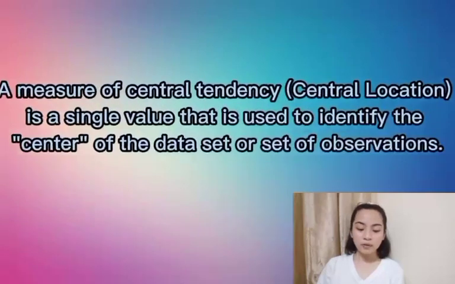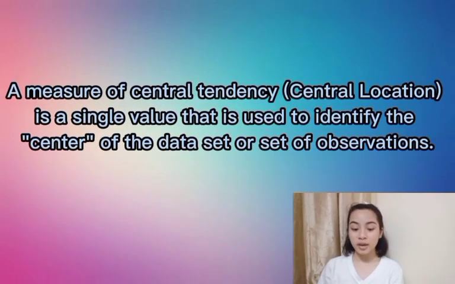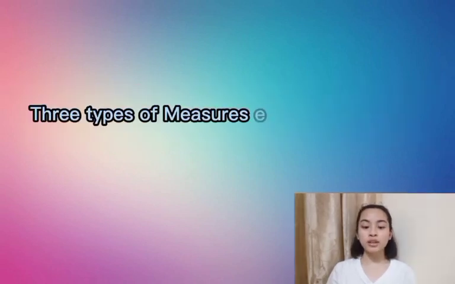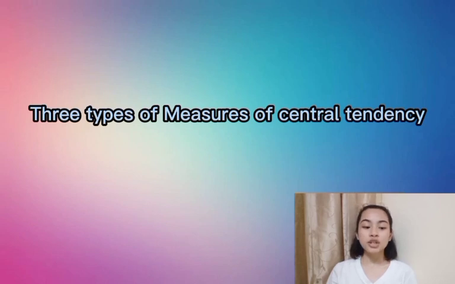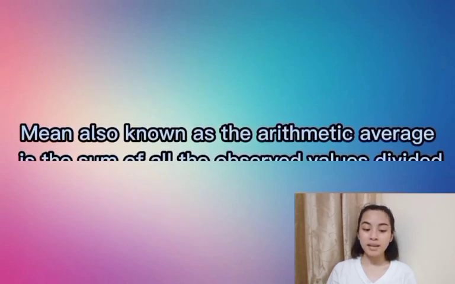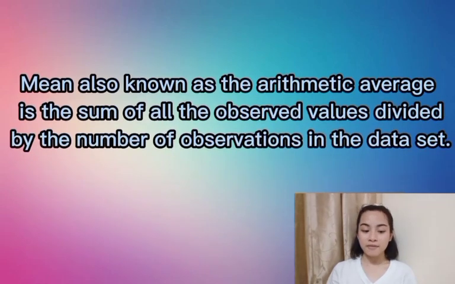A measure of central tendency, or the central location, is a single value that is used to identify the center of the data or set of observations. And there are three measures of central tendency: the mean, median, and mode. The mean, also known as the arithmetic average, is the sum of all observed values divided by the number of observations in the data set.